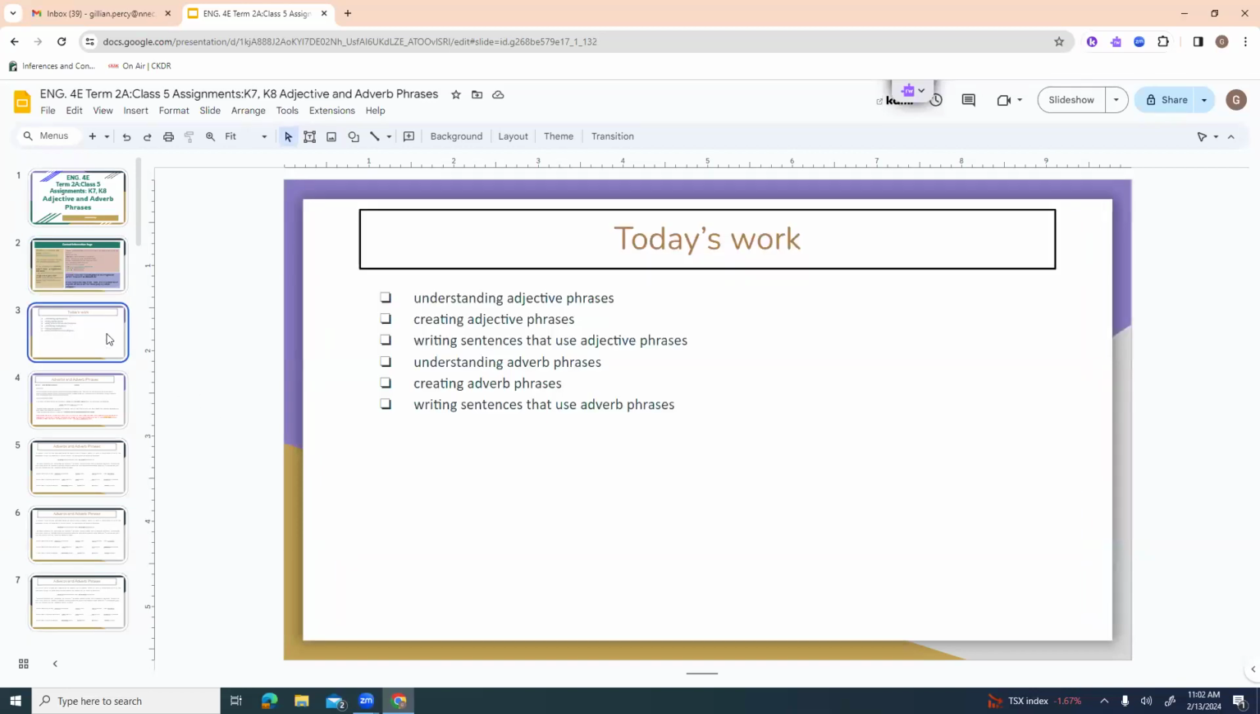Okay, so today's work, we are looking at understanding adjective phrases, creating adjective phrases, writing sentences that use adjective phrases, understanding adverb phrases, creating adverb phrases, and writing sentences that use adverb phrases. As I mentioned before, Unit 1 really is focusing on the building blocks of grammar so that when we get to the next units, you've kind of got all the basics already down.